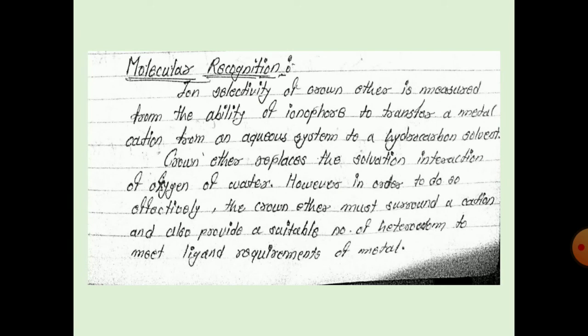Then molecular recognition in the ion selectivity of a crown ether is measured from the ability of the ionophore to transport the metal cation from the aqueous system to a hydrocarbon solvent. So the crown ether is replaced by solvation interaction of oxygen of water. However, in order to do so effectively, the crown ether must surround the cation and also provide a suitable number of heteroatoms to meet the ligand requirement of the metal.